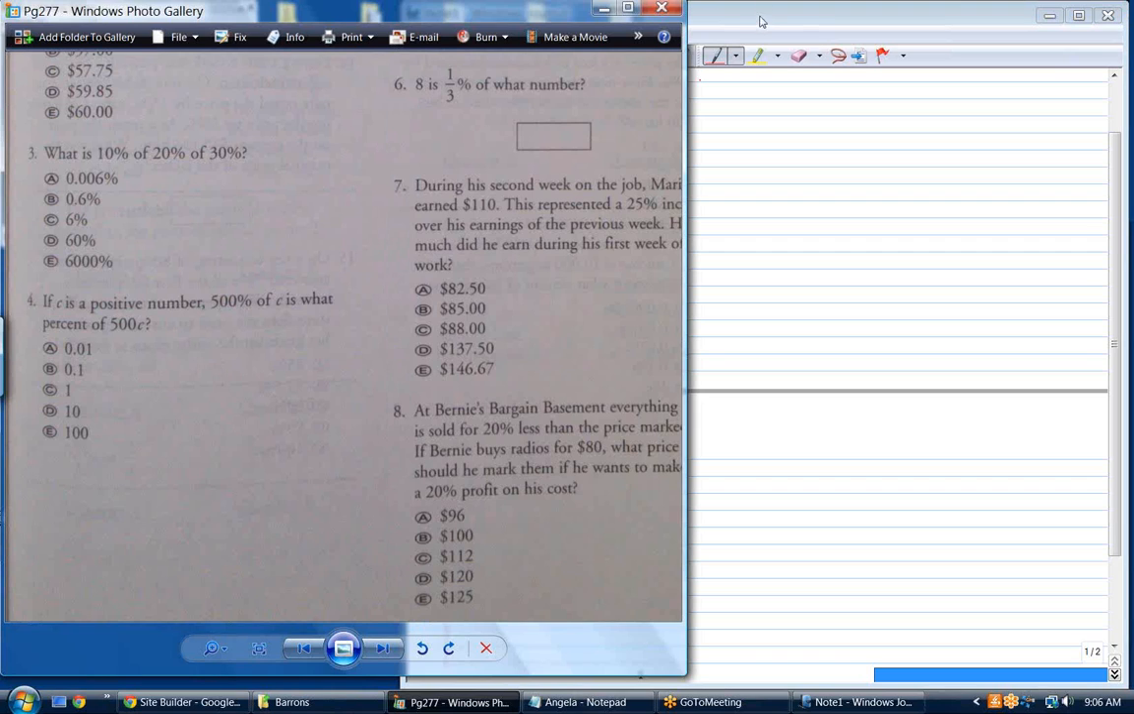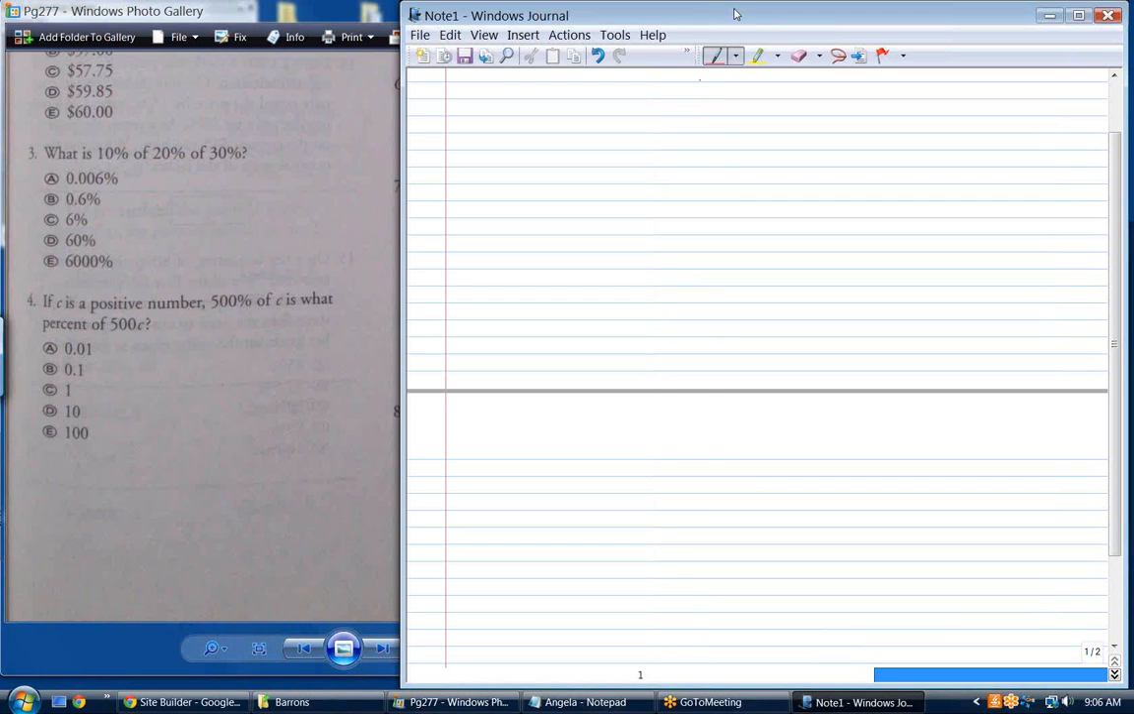If C is a positive number, 500% of C is what percent of 500C? They've got to do something to make these hard, because in general, percents are pretty easy. It's usually just moving a decimal point two spots in one direction. So they've tricked these up a little bit. Let's try to put this into an equation: 500% of C equals what percent of 500C?